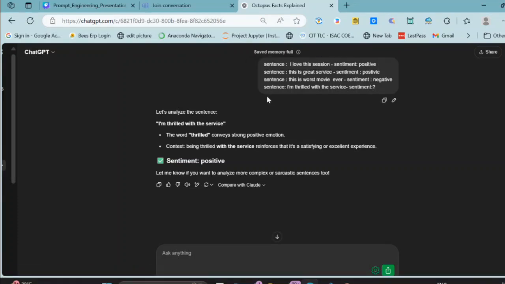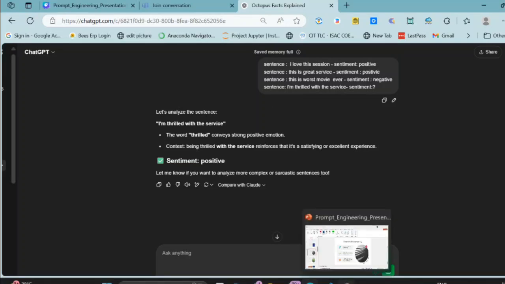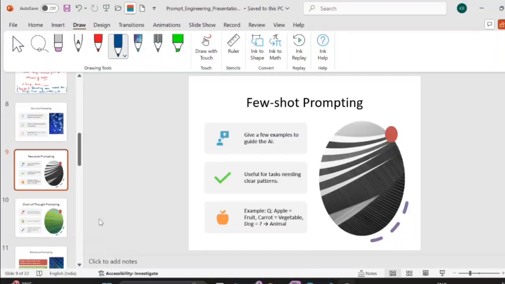Okay. In zero shot prompting, we are not providing any example to the AI model to get a desired output. In one shot prompting, we are providing only one example to the AI to get a desired output. In few shot prompting, we are providing multiple examples to get a desired output.